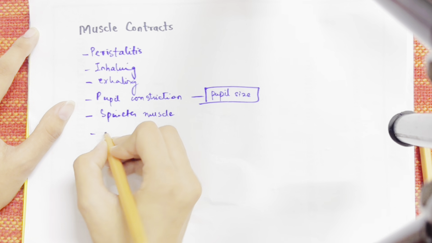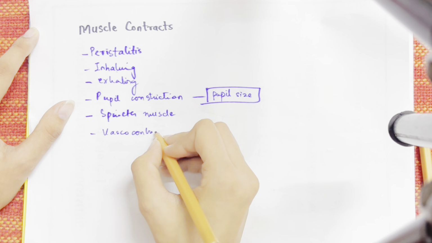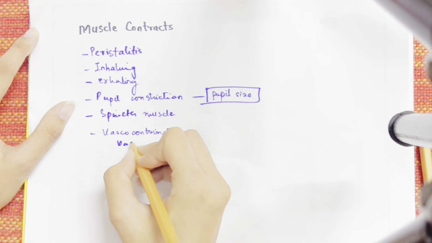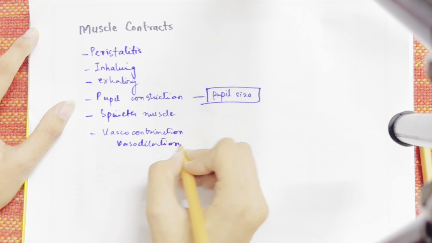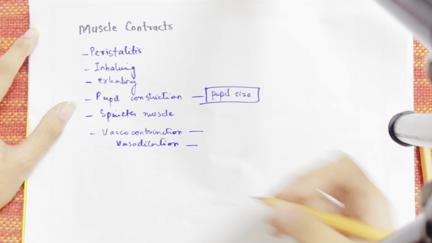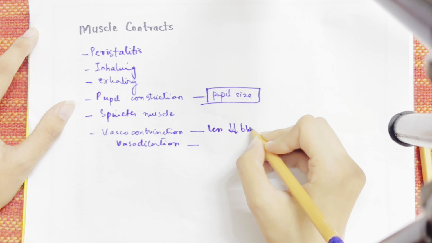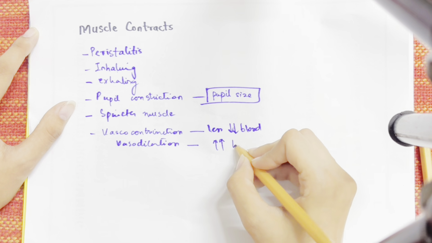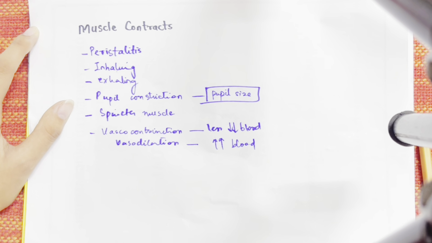Next, we have vasoconstriction and vasodilation. When you talk about vasoconstriction and vasodilation, we mean the muscles that are present in the blood vessels. Vasoconstriction and vasodilation mean whenever there is a lesser amount of blood flow and whenever there is a greater amount of blood flow, that means there is more constriction or dilation in the blood vessels. These are some of the examples I've lined up related to muscle contraction for you to understand it in a better way.